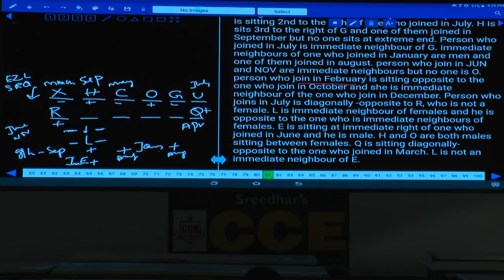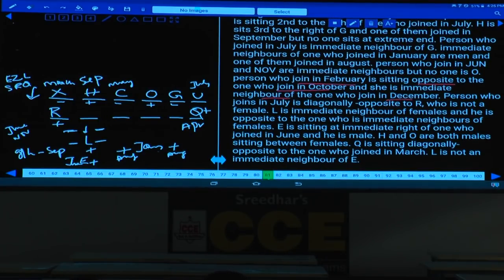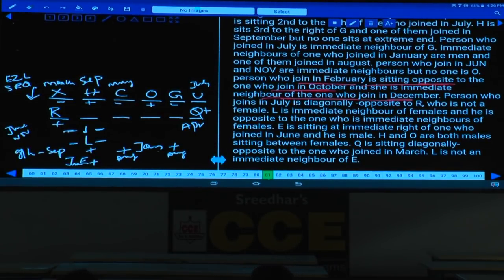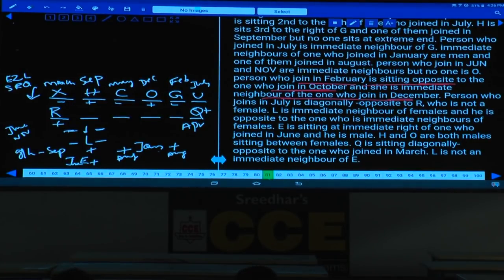The person who joined in February is seated opposite to the one who joined in October. February and October must be opposite to each other. And C is the immediate neighbor of the one who joined in November. And C is the one, means who is that person? February is sitting opposite to the one who joined in October, and she is the immediate neighbor of the one who joined in December, isn't it? And this person February must be a female. If this person is February, then this must be December, and this person is opposite to whom? Opposite to October, isn't it?